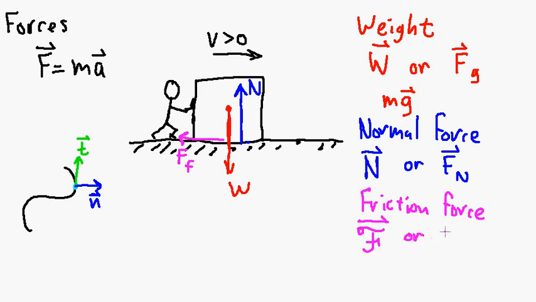And I'm one of these horribly inconsistent people who does F sub F here, but then I'll do the N for normal force. Because I'm just a rebel. I don't play by any consistent set of rules. I just throw random stuff at you.